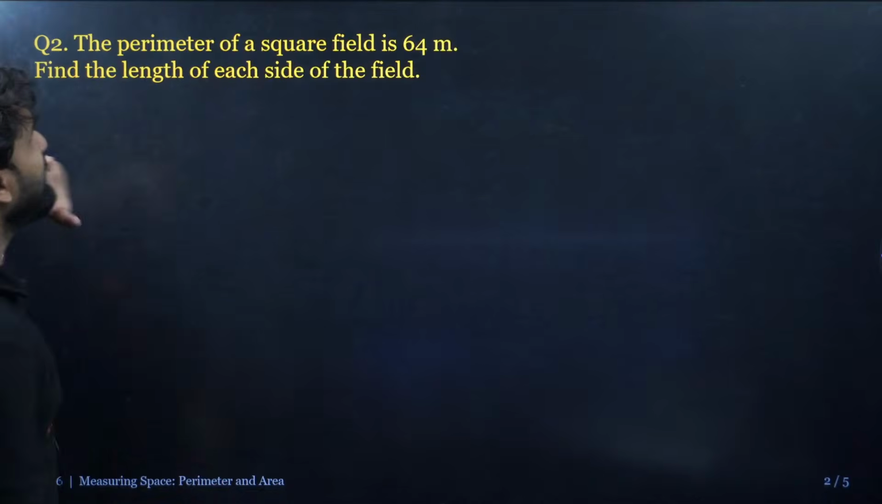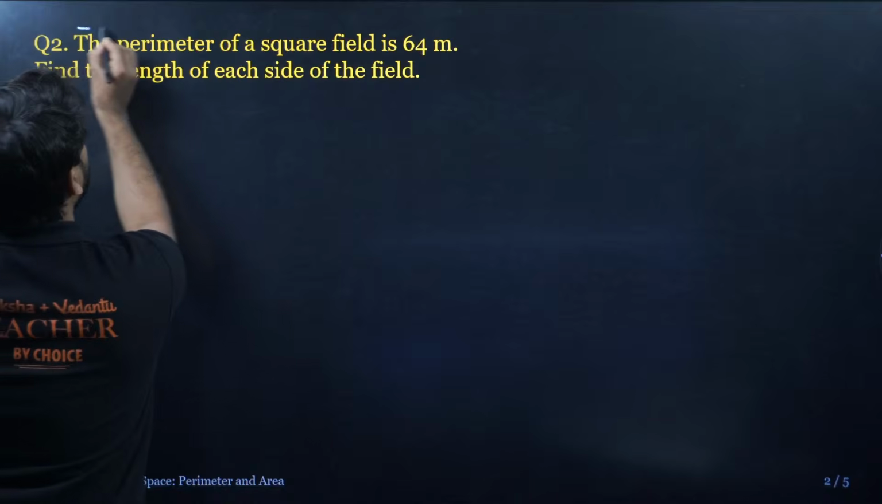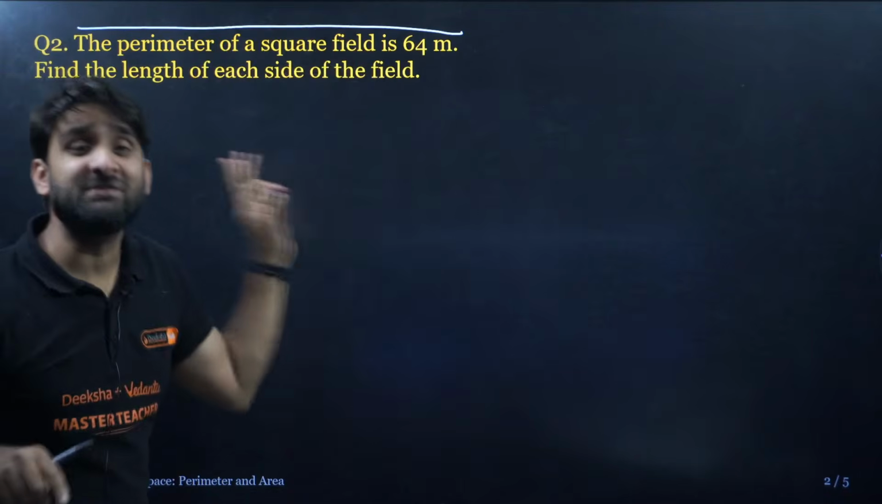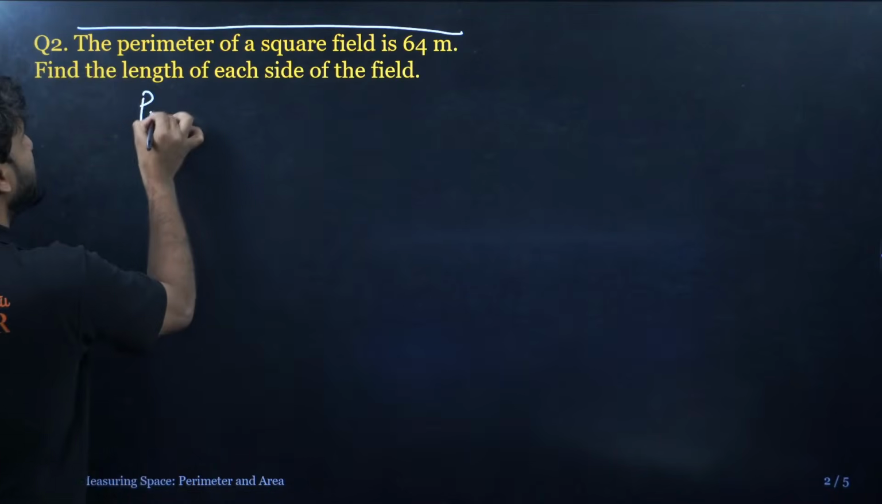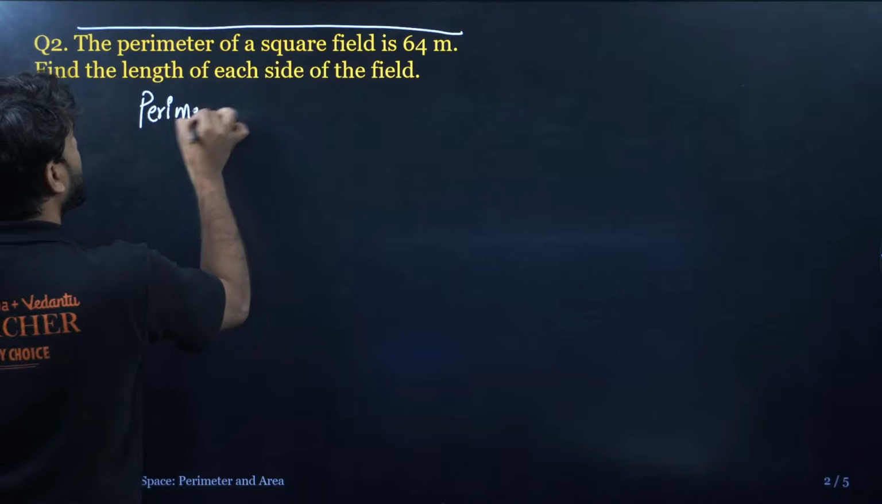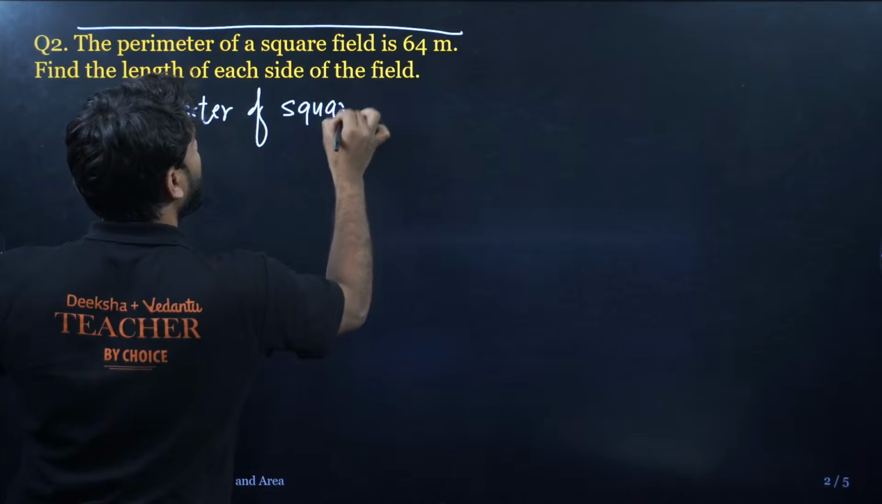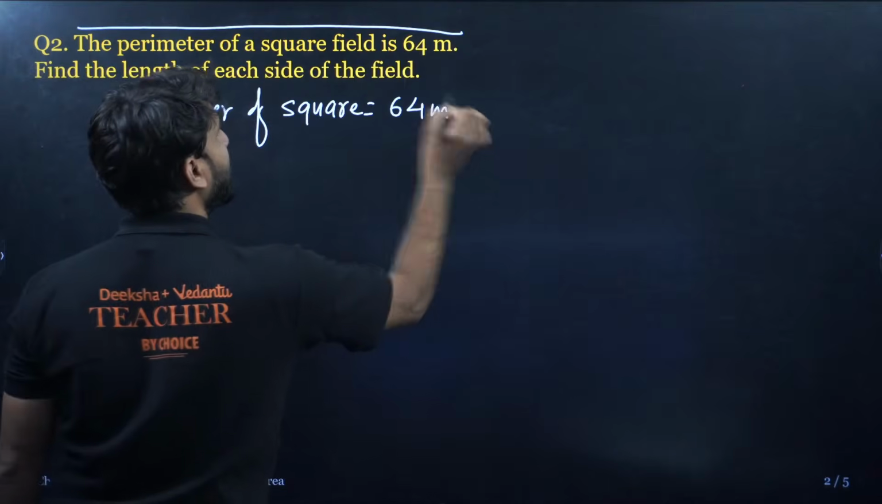Moving ahead. The perimeter of a square field is 64 meter. Okay, read the question from here till here. Read the first line. According to the first line, the perimeter of the square is already given to you. Here in this question, the perimeter of the square is already given. You read the first line carefully. So this is 64 meter, right?